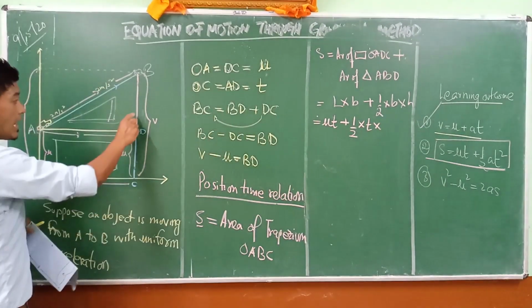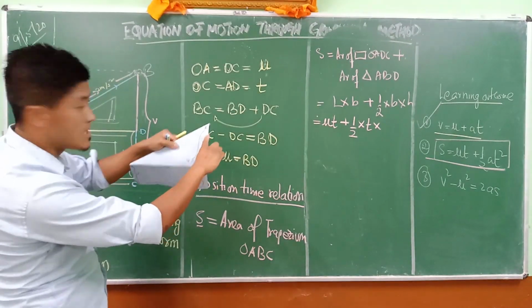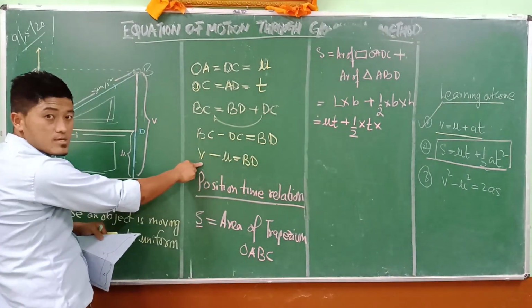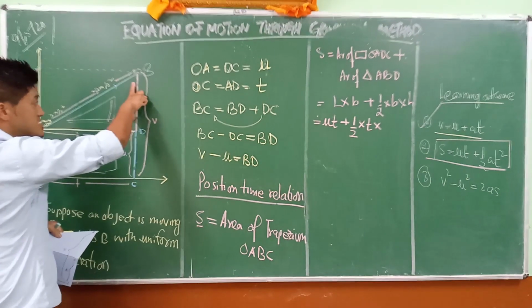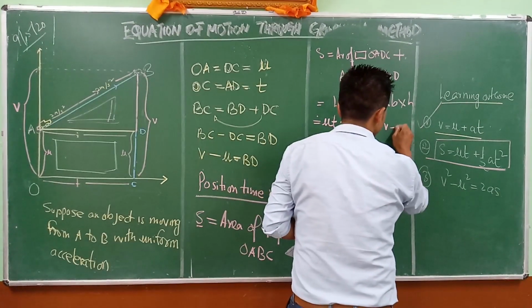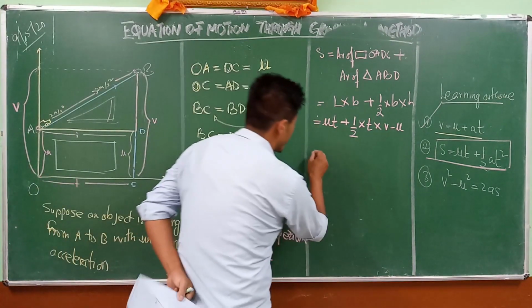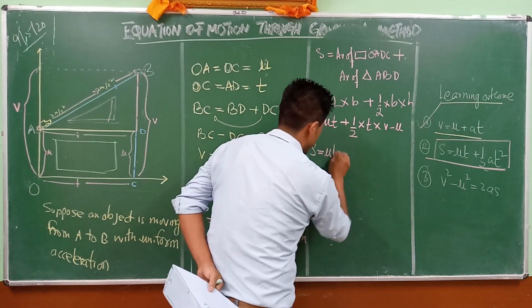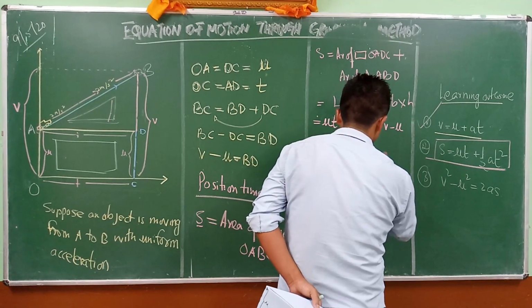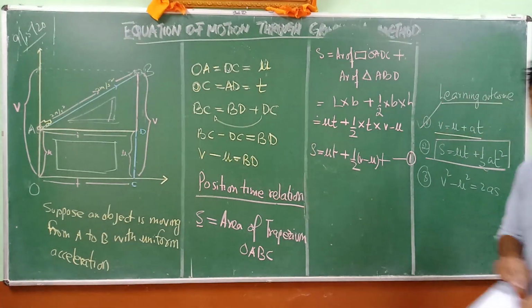What is the height? Height is this one here. That is BD. What is the value of BD? BD is equal to V minus U. We already got that. BD is equal to V minus U. Understand? This is where we are now. How am I going to write? S is equal to UT plus half V minus U into T. This is equation number 1. Understand?